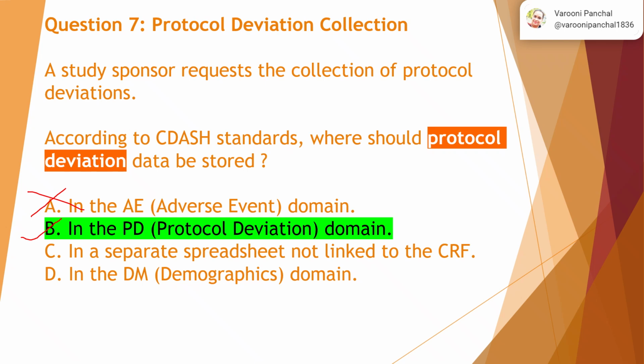Now option C says in a separate spreadsheet not linked to the CRF. No, you cannot do this. In the demographics, the question of demographics does not arise here, right? Because we are dealing with the protocol deviation. Protocol deviation domain is different and demographics domain is different. In demographics, we collect simple data for a human that is related to age, sex, gender, and all such variables. So for protocol deviation, we use the protocol deviation domain.